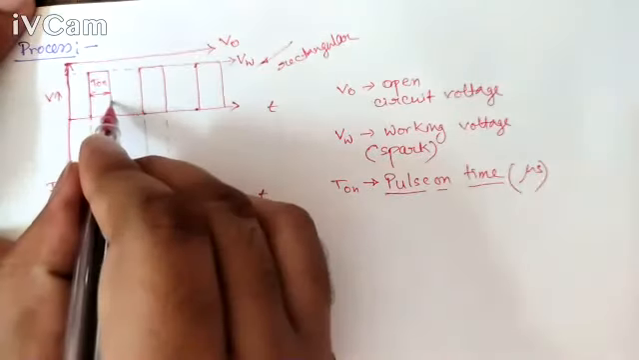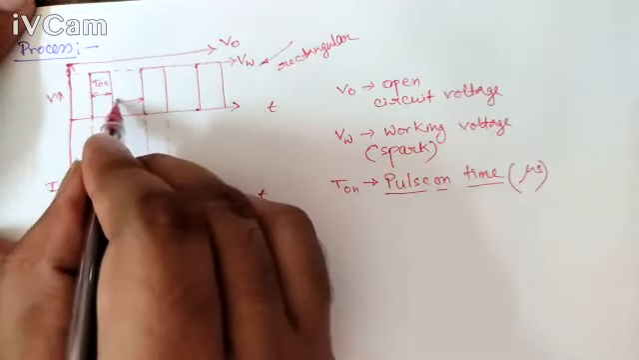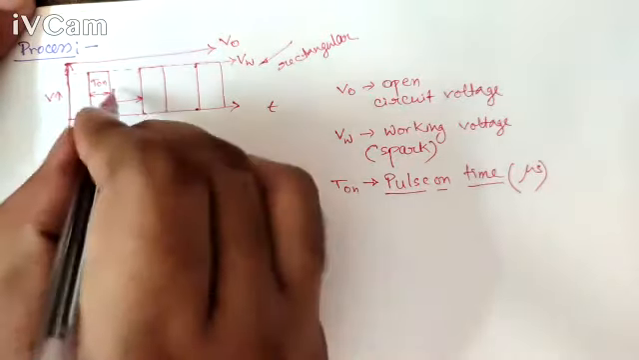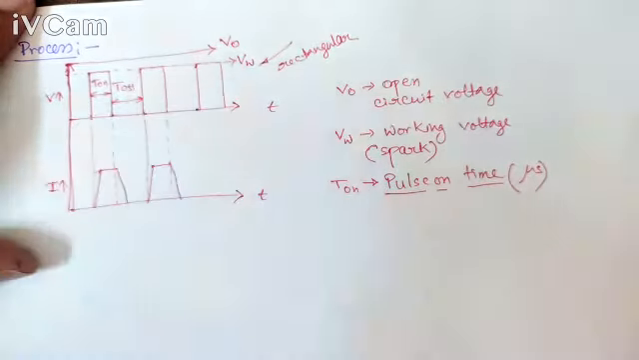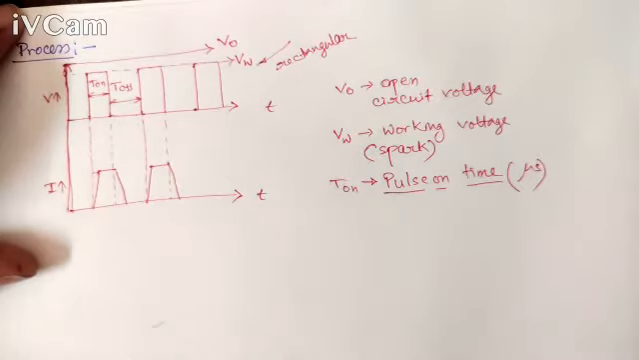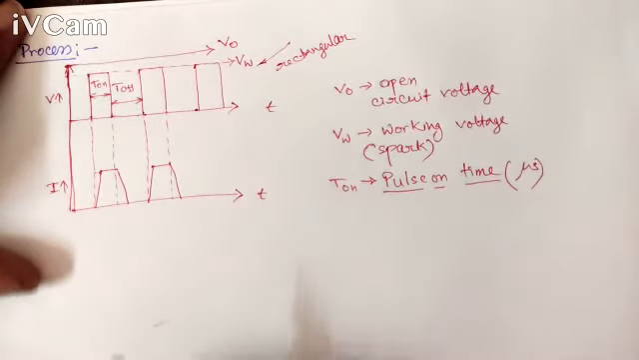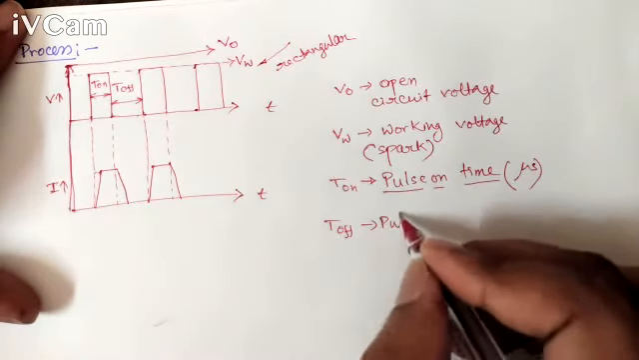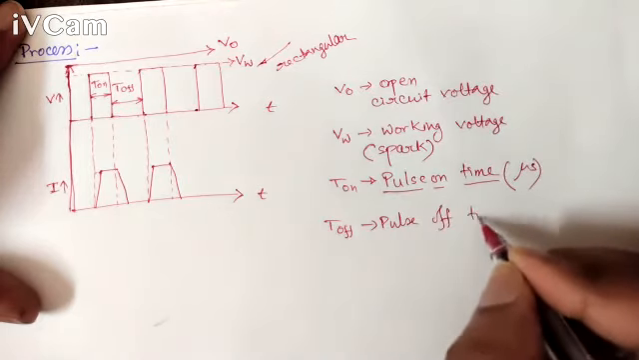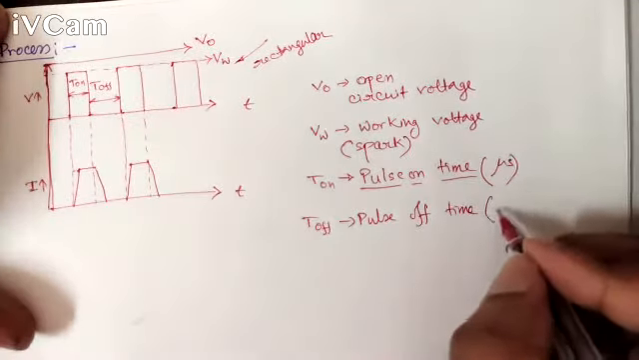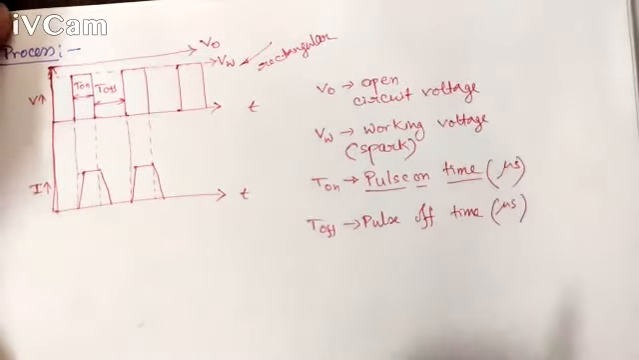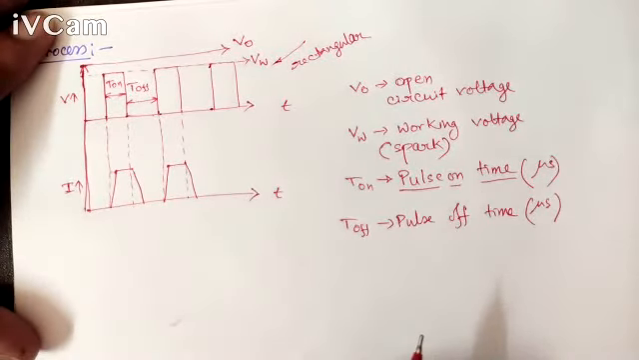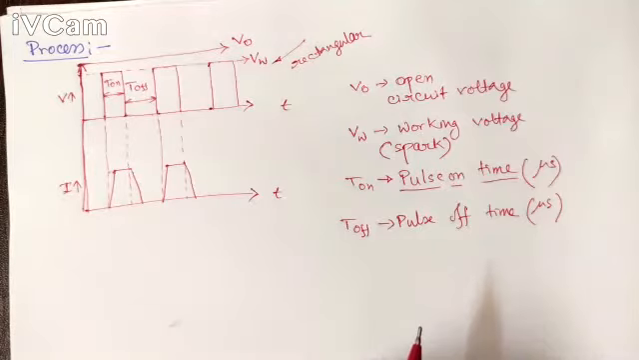Then we are giving some gap, or for a certain duration we are not supplying voltage at all. That duration is known as T off. Everyone note down T off. So what is T off? T off is known as pulse off time, which also will be measured in microsecond or millisecond. Is it clear to all? Have you noted down?